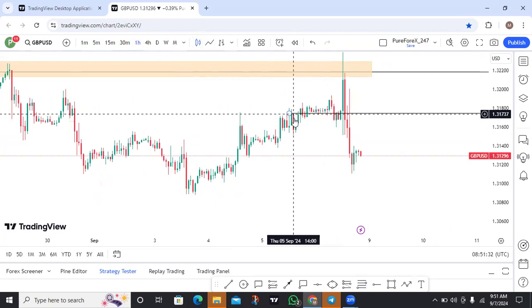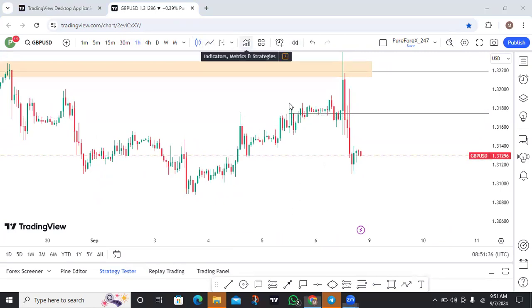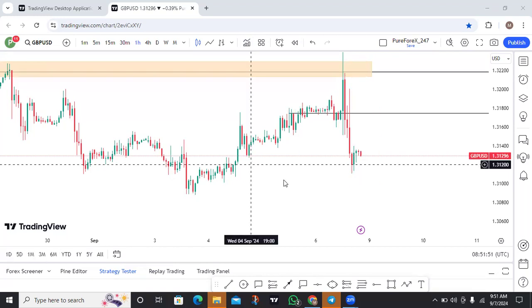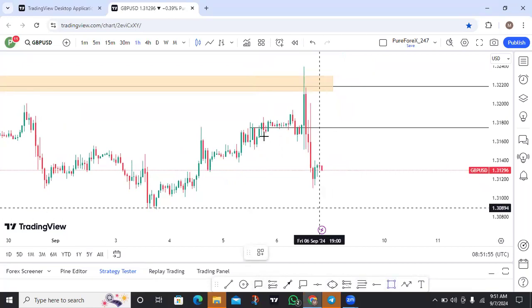So I want to mark this. I want to consider this as a high, low, higher high, lower low. So if the market can retrace back to this zone, then it's going to be a massive selling opportunity for us to join on Monday. So let's mark that very point.